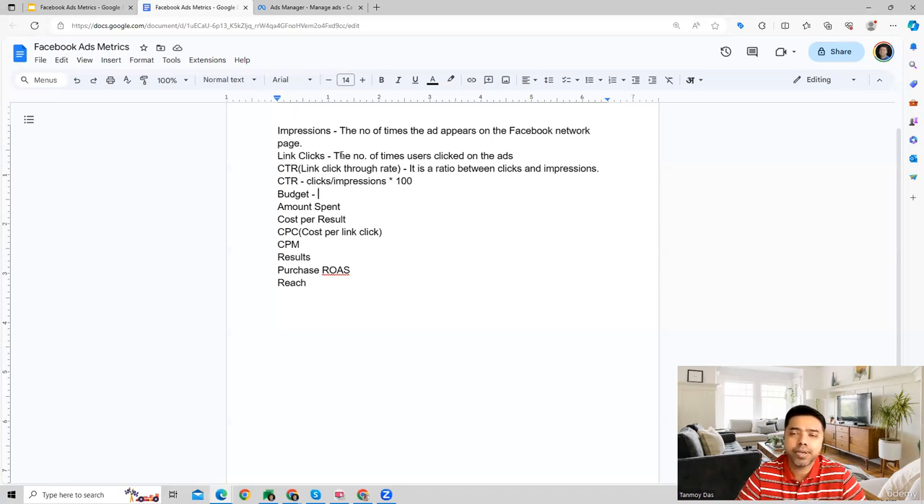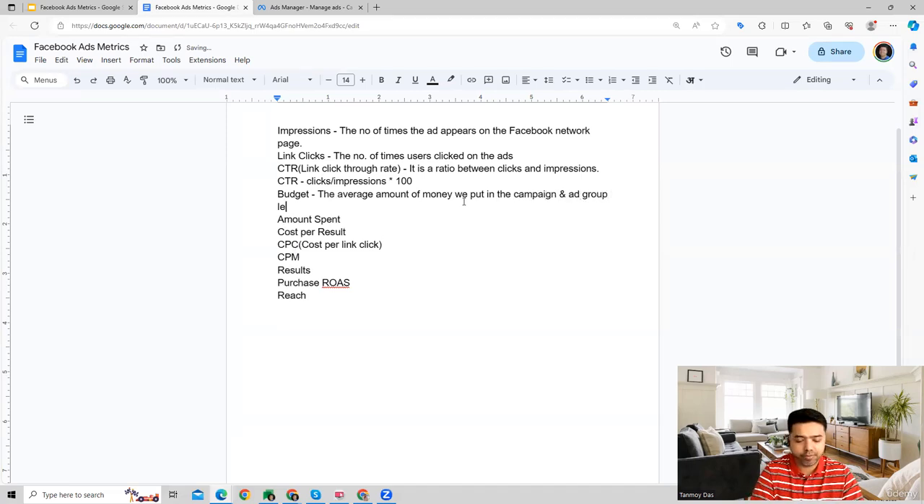The second level is where you can set budget at an ad set level as well. Here you allocate a dedicated budget for every single ad set, and that is utilized by the ads in them. So this is the amount of money which we are investing in the campaign to run our ads, and this is going to be an average amount. And as we spoke, this is going to be at a campaign and ad set level.